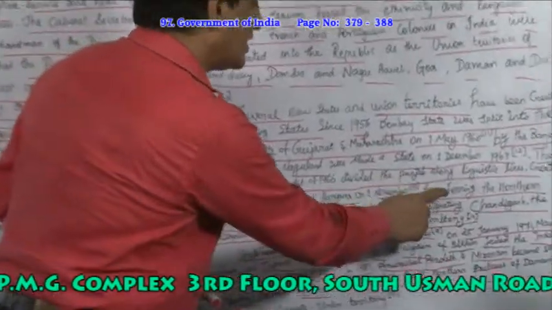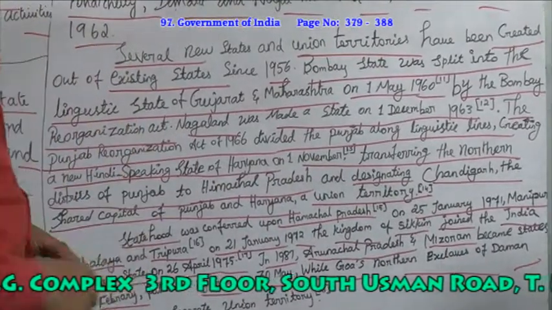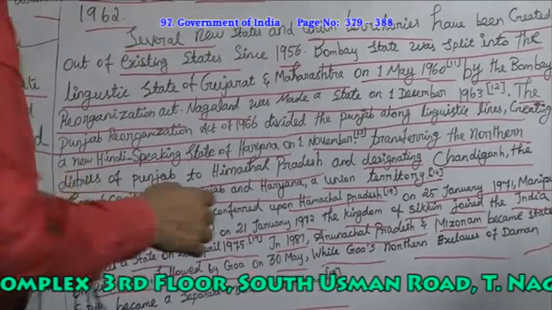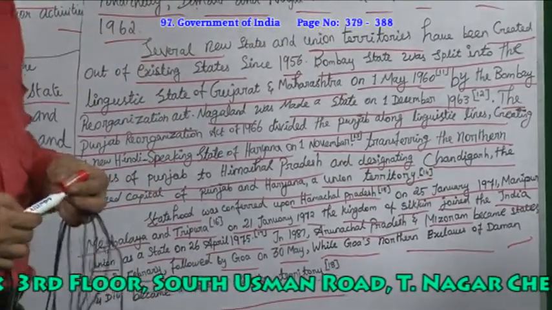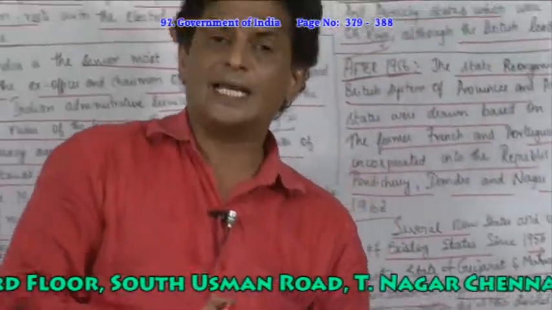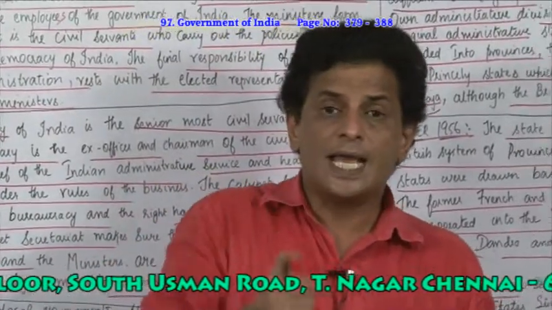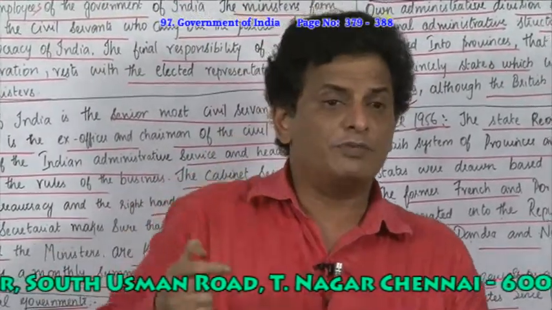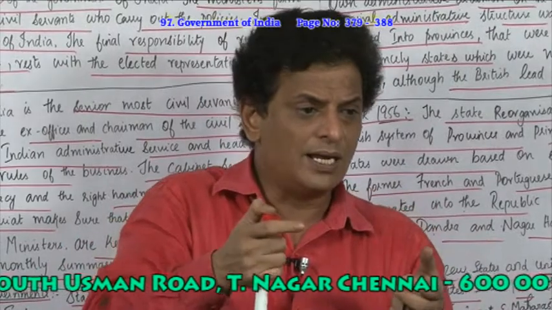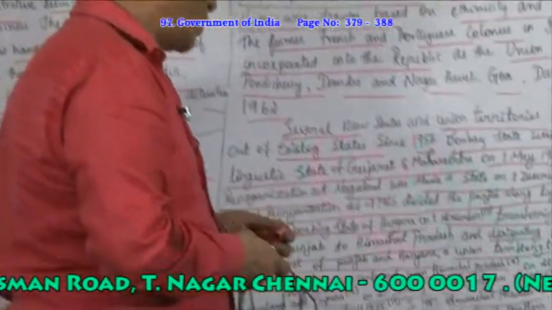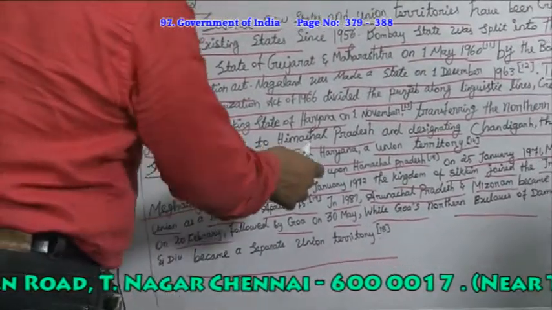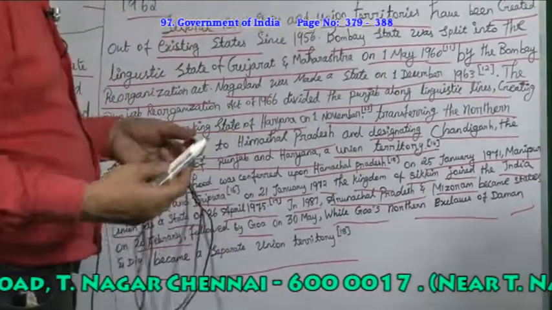November 13, transferring the northern districts of Punjab to Himachal Pradesh and designating Chandigarh the shared capital of Punjab and Haryana. See, Punjab and Haryana are divided into two states, and there is only one capital which is common for both Punjab and Haryana. What is that? Chandigarh. And it is a union territory.